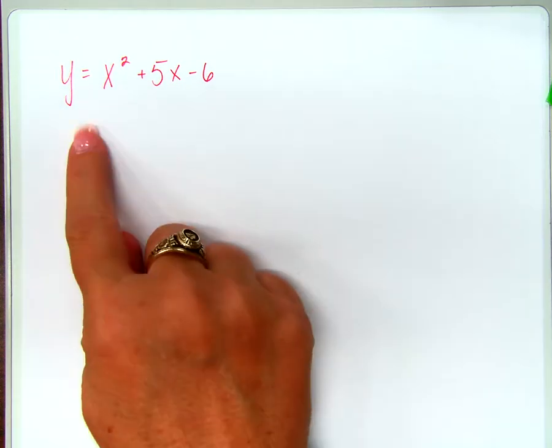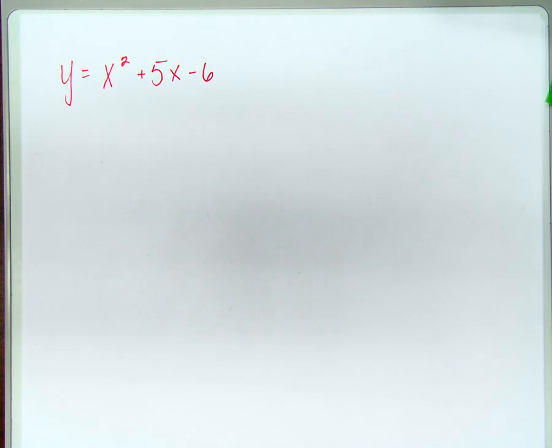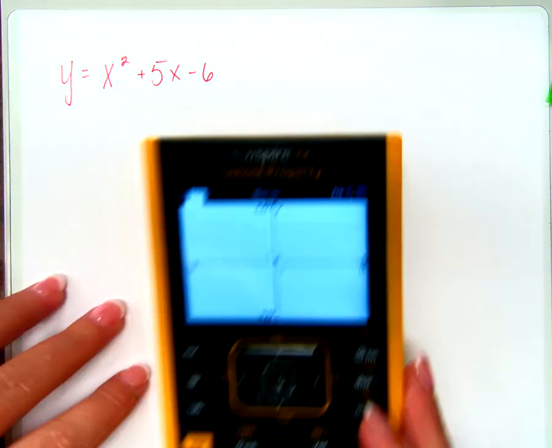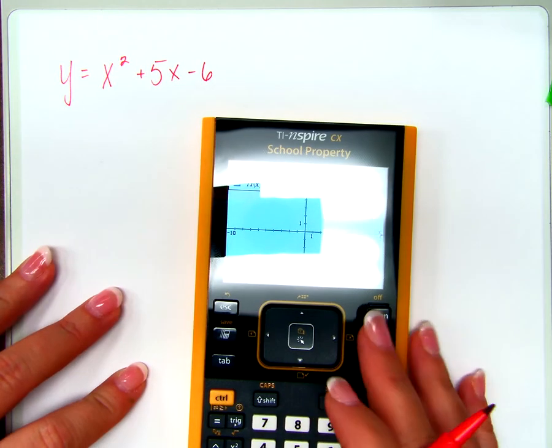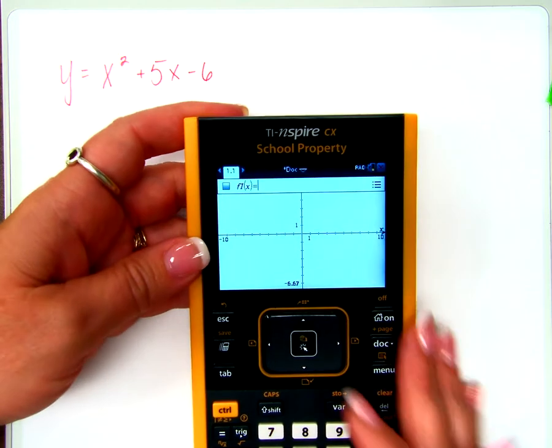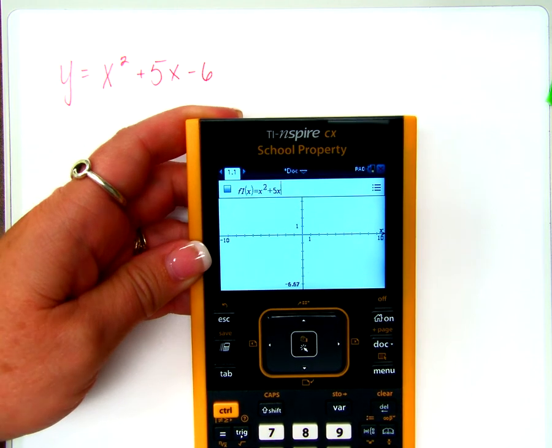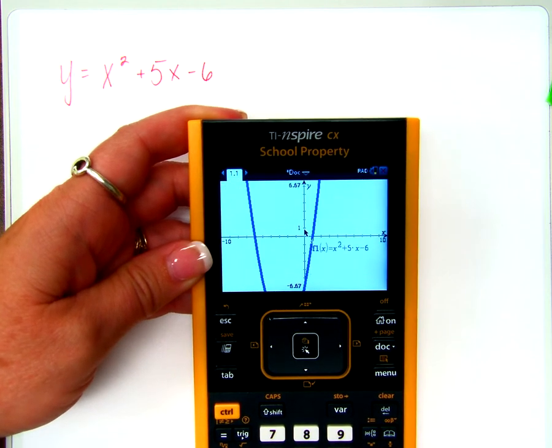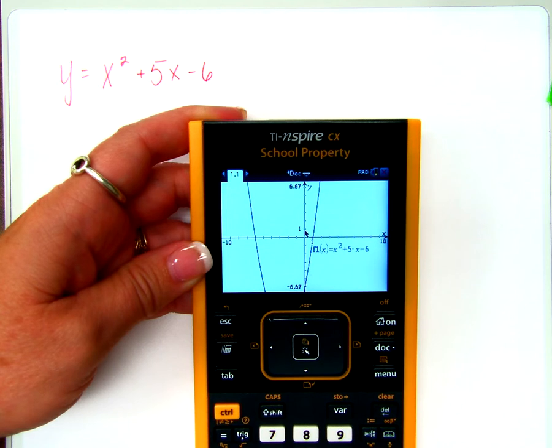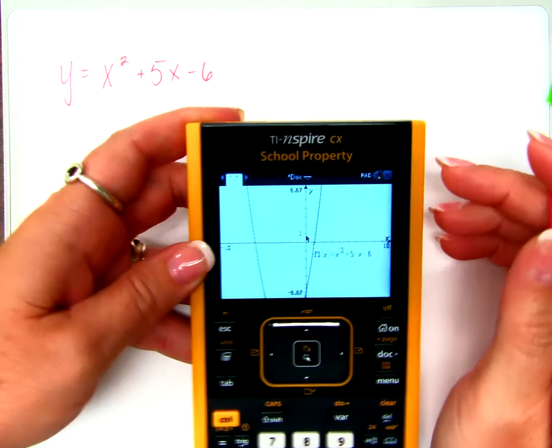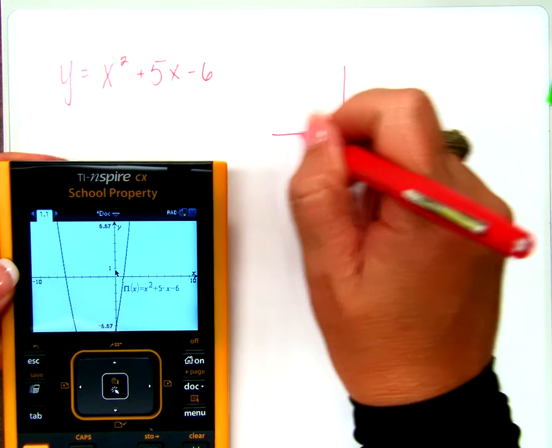If I said to you, solve this by graphing, would you know what to do? What would you do? You plug it in the calculator, right? On my calculator, I hit tab so I can get my enter line to come up, and I would say x squared plus 5x minus 6. That's what the graph looks like. So I would need to transfer the graph to my paper.